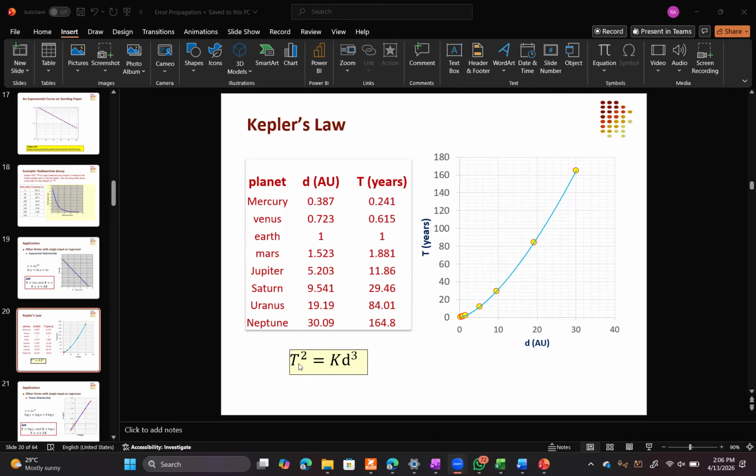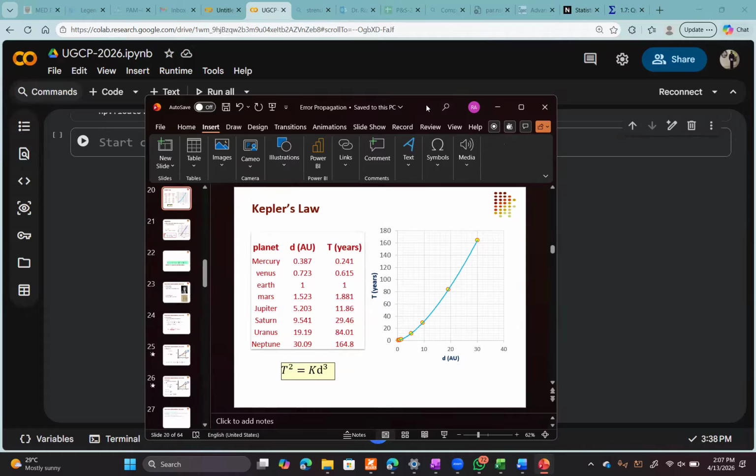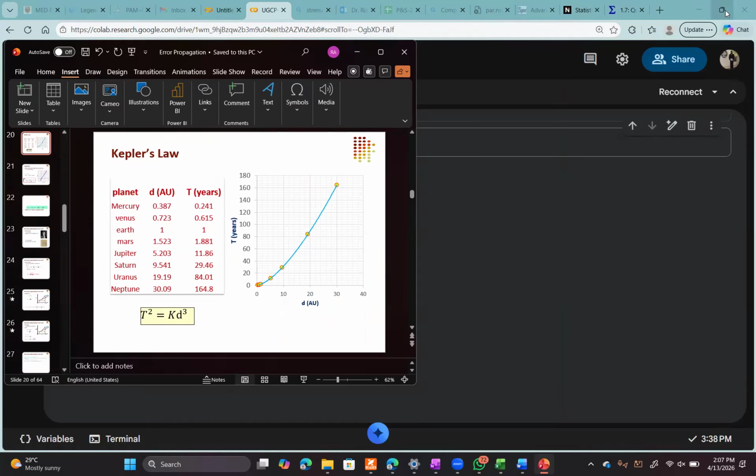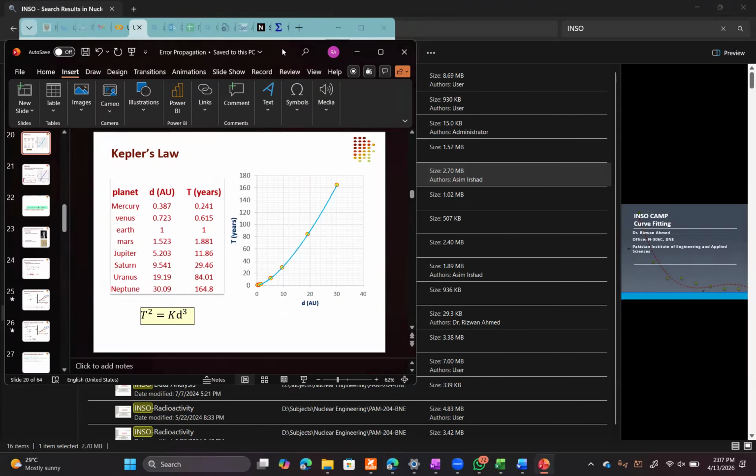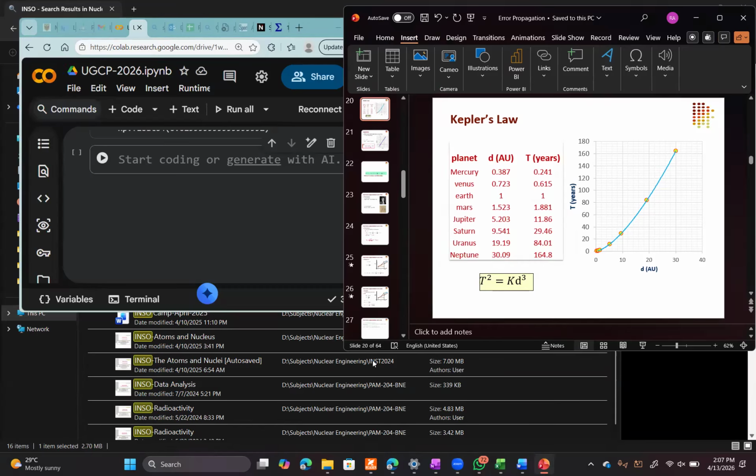It says the square of the time period is proportional to the cube of the distance of the planet from the sun. So let's plot this data in Python, and then we will change the scale to logarithmic. For this one, I have to adjust both the screens so that I can plot the data, since I have to type as well. Okay. So here it is.